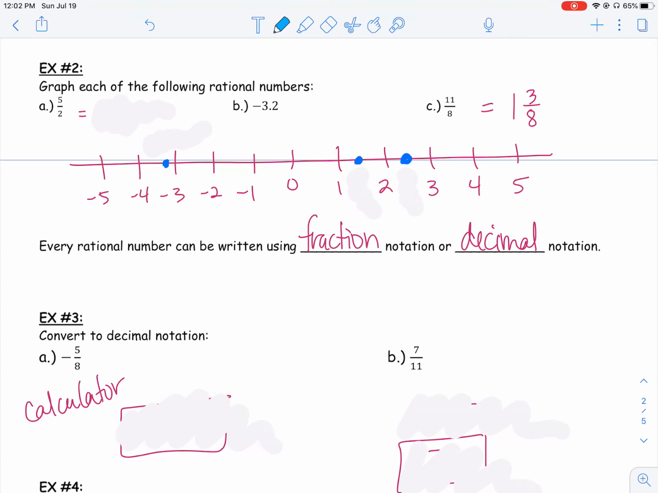For example, if I give you the number 5/2, it might be easier to turn that into a mixed number so you know exactly what that number is. 2 goes into 5 twice with 1 left over. So 5/2 is really the same thing as 2.5. I can find 2 on the number line, I can find 3 on the number line, and I can make sure I go in between at 2.5, which would represent the fraction 5/2.